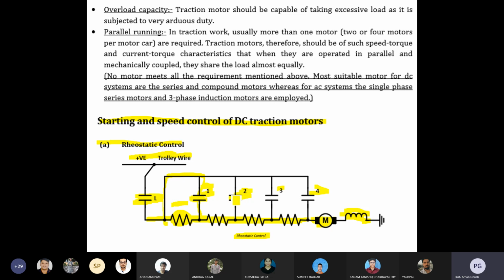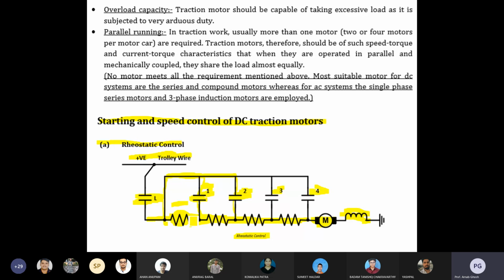If that switch is turned on, the first two resistances will be bypassed. The direct current will come from this point to that point, and both are equipotential points. So that part is bypassed and the current flows like that. Then finally, with contacts 3 and 4, the entire resistance will be bypassed.